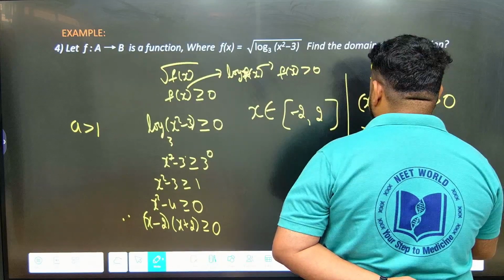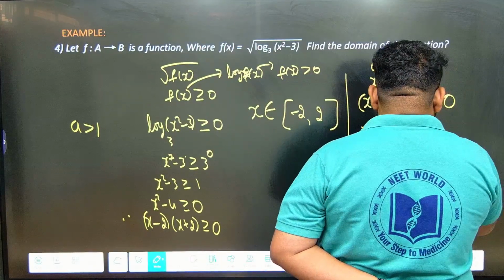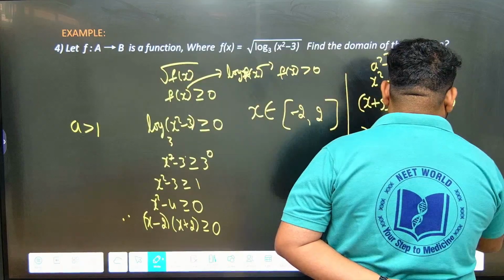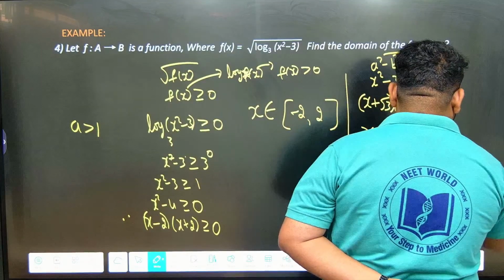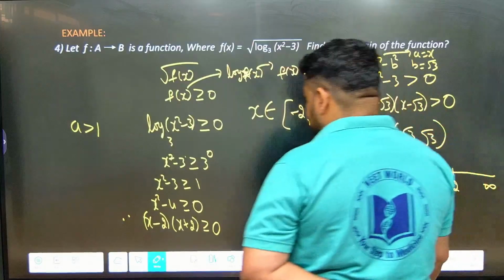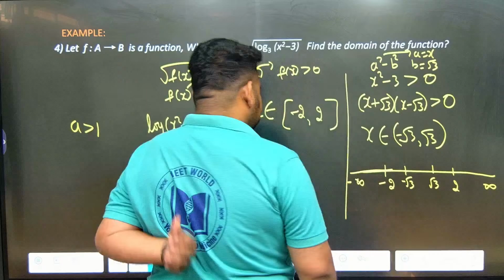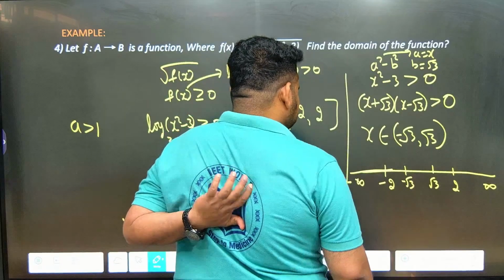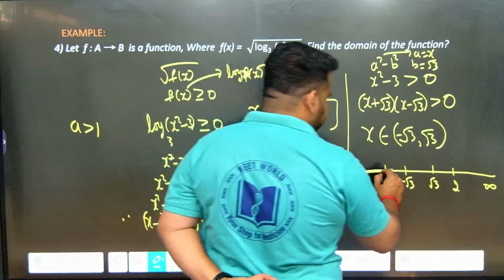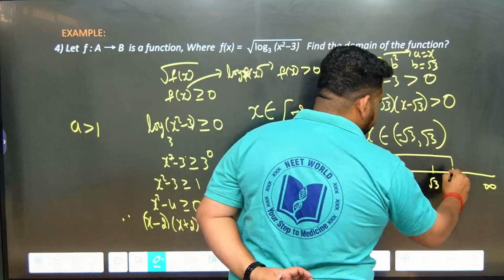And then we are having root 3, plus root 3 will be here, and we will be having 2 here. So, x minus 2 is greater than or equal to 0. So, first thing we are having is minus 2 to plus 2.